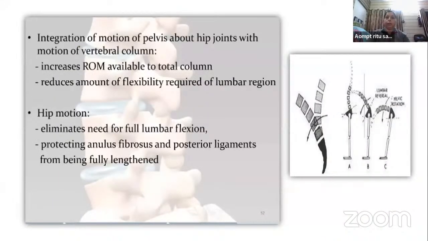And this is also the integration of motion of the pelvis about the hip joints with the motion of the vertebral column. It increases the range of motion available to the total column and reduces the amount of flexibility required of the lumbar region. And hip motions eliminate the need for full lumbar flexion, protecting the annulus fibrosus and posterior ligaments from being fully lengthened.